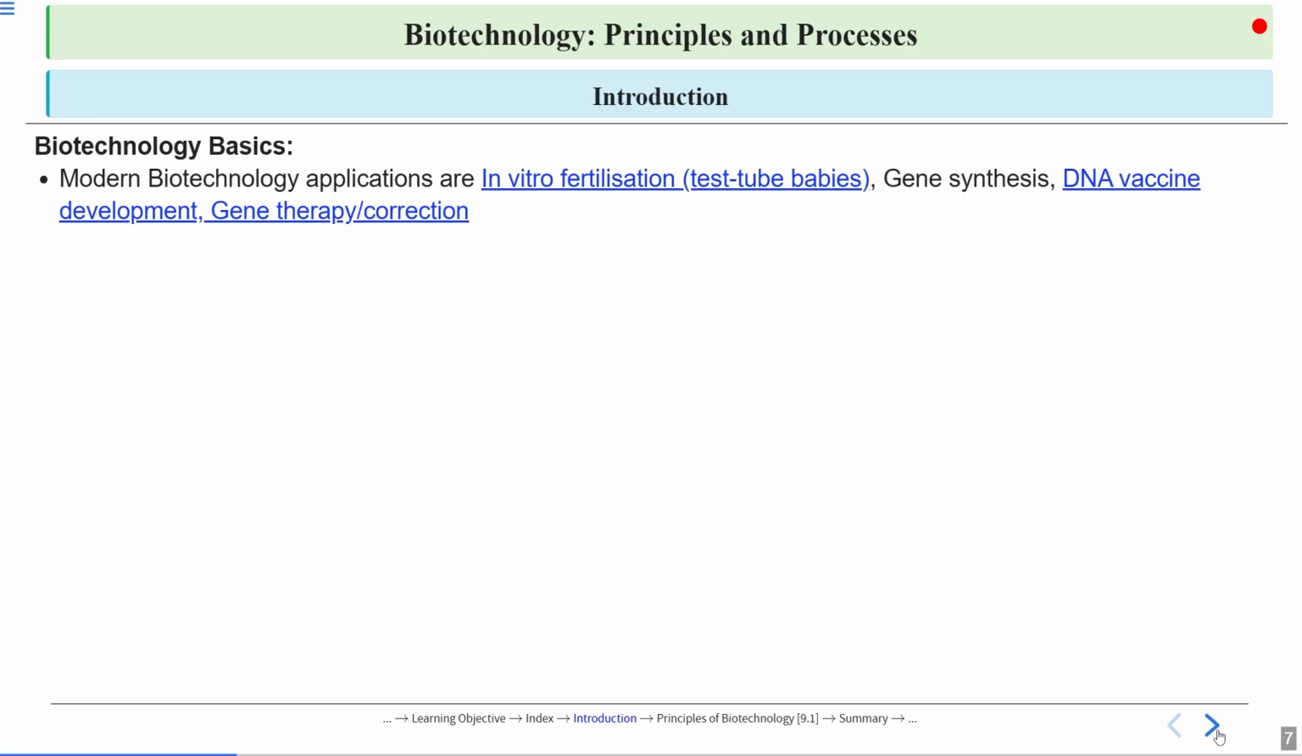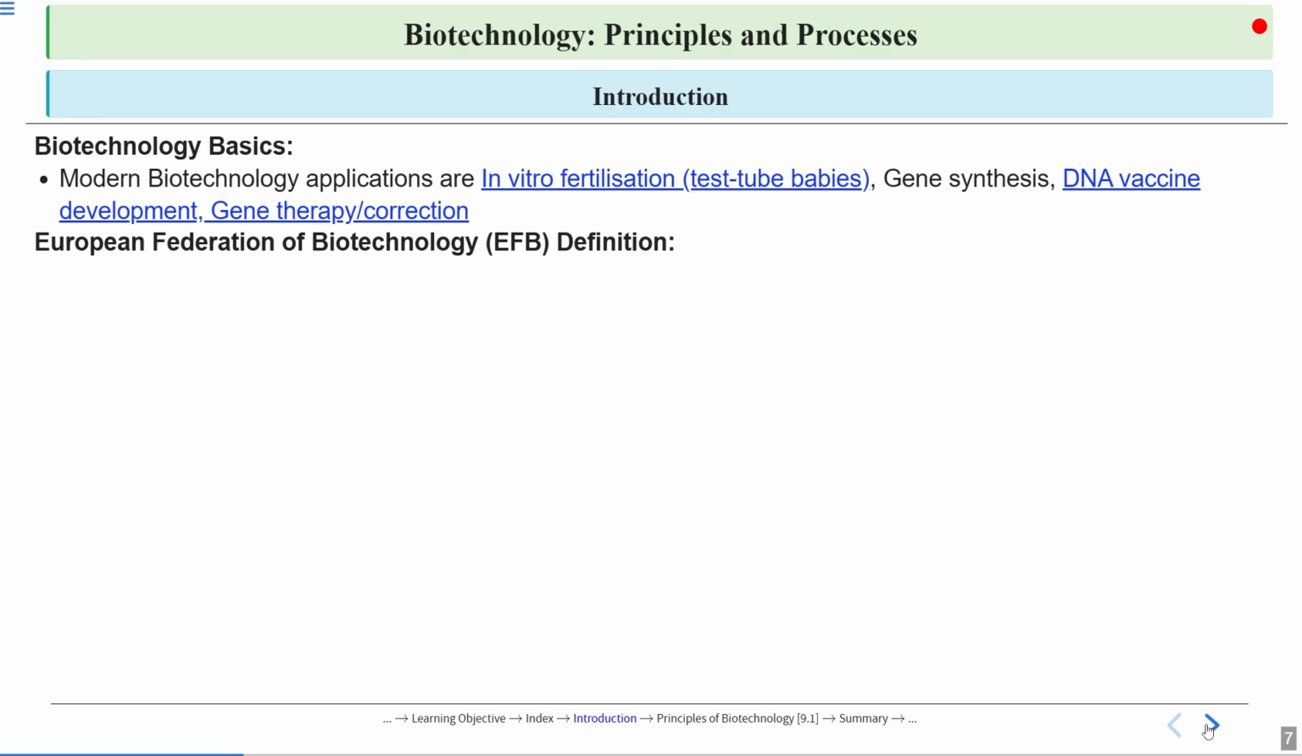Synthesis and DNA vaccine development. What is DNA vaccine development? They develop a specific DNA sequence that targets particular antigens, and that triggers the immune system, which is the basis of vaccine development. Gene therapy and correction: nowadays, we can alter the genetics of a human to cure a disease. Have you heard of CAR T, that is chimeric antigen receptor T cells? It is used to treat cancer, and it is one of the hottest topics in science in today's world.